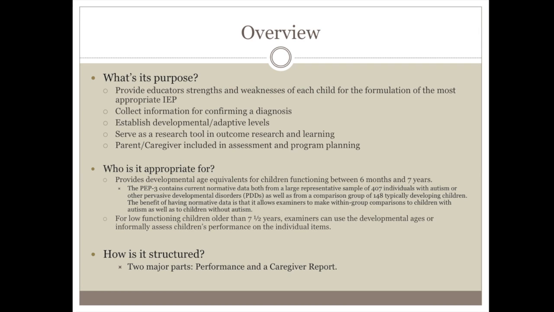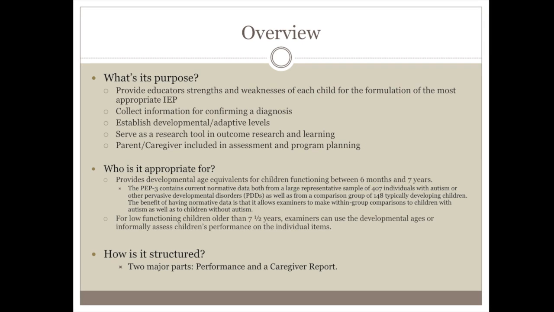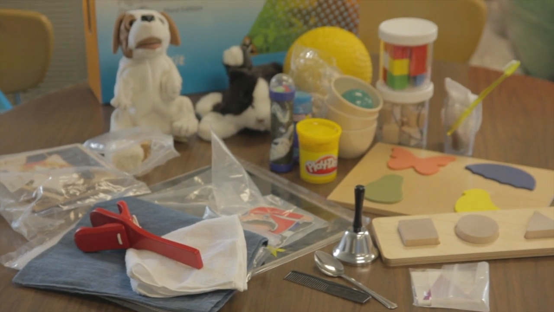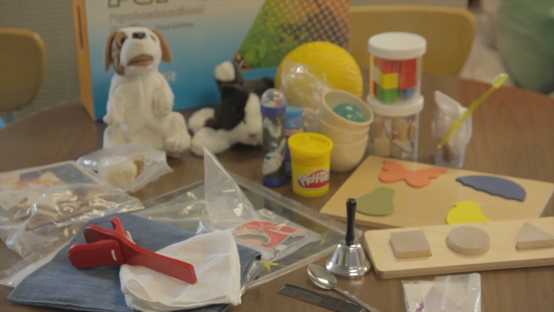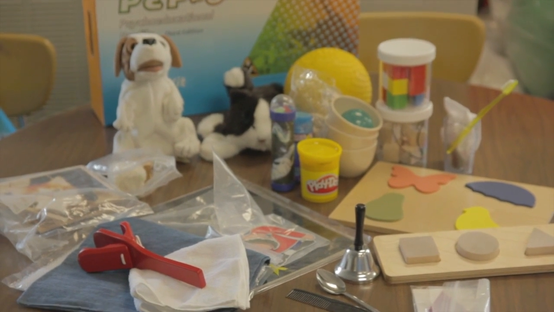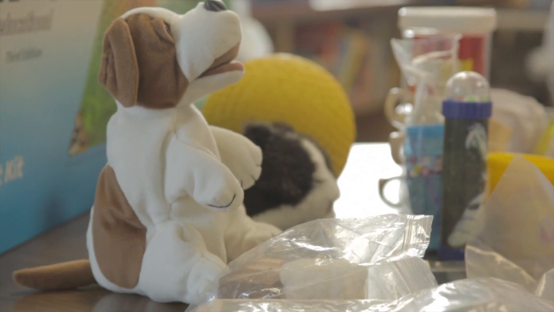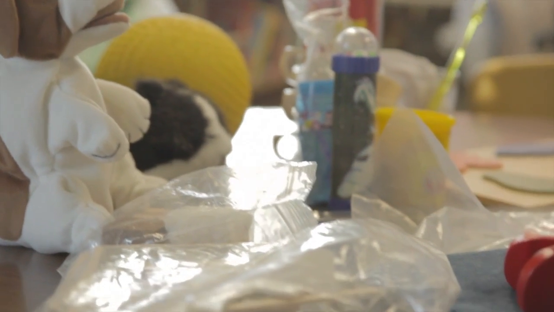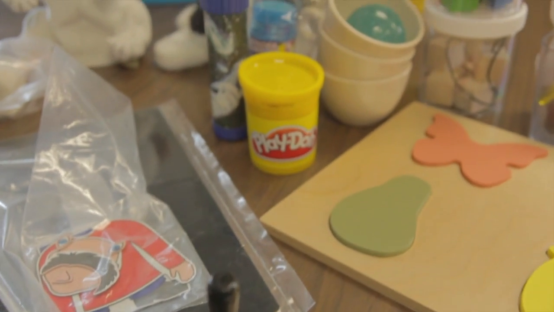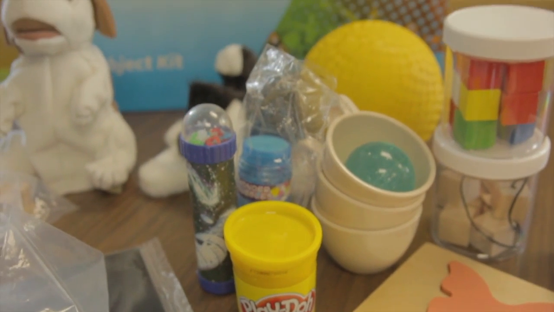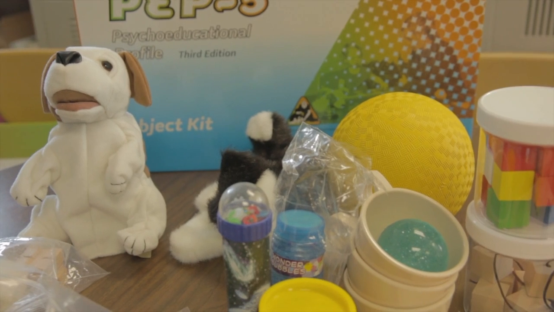The PEP is appropriate for use with students who are between 6 months and 7 years of age, and is most often used for students who are moderately to severely impacted by autism. One of the unique features of the PEP assessment is the object kit, and this kit contains a variety of objects that are used in the performance piece of the assessment. And these objects include items for pretend play, items for imitation, fine and gross motor tasks, and these items are directly connected to specific questions and specific performance pieces within the assessment.